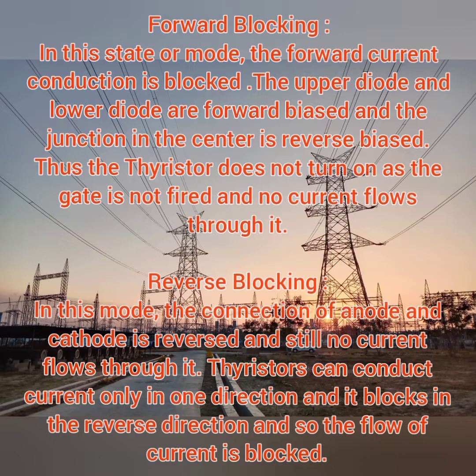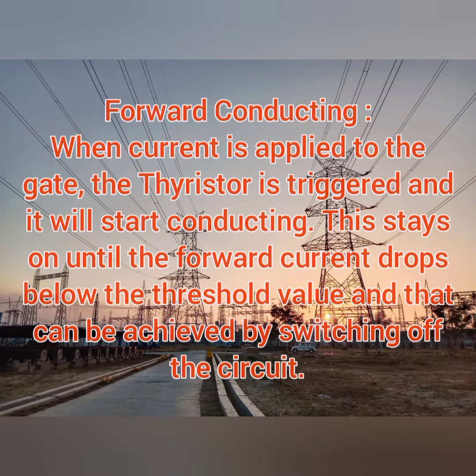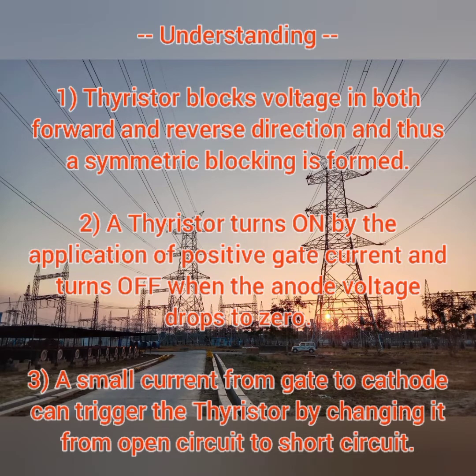The thyristor can conduct a current only in one direction, and it blocks in a reverse direction, so there is no flow of current. Next is your forward conducting state, which is after your forward breakdown takes place in your thyristor. So when a current is applied to the gate, the thyristor gets triggered and starts conducting. This stays up till the forward current drops below the threshold value, and it gets turned off. So these are all the understandings.